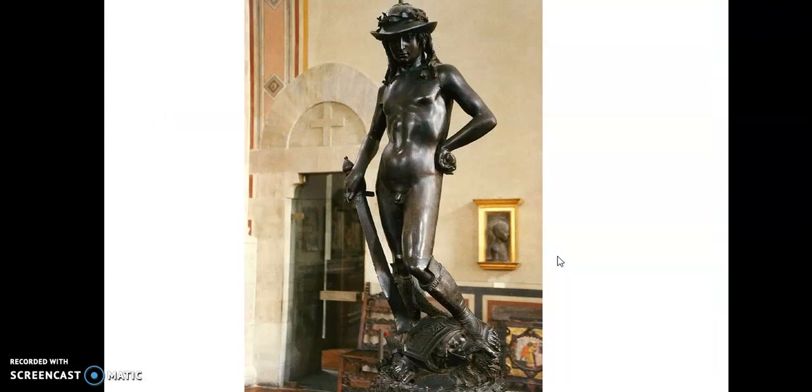Contrapposto! Contrapposto. This is Donatello's David. There's one Mutant Ninja Turtle. One Mutant Ninja Turtle down. This was done in about 1432, and yes, you can see the contrapposto figure again. That means he's got his weight on this hip. It's like Critios Boy. Remember Critios Boy in Greece? And we said we wouldn't see this again for a long time. Well, here it is. It gives a more natural effect.